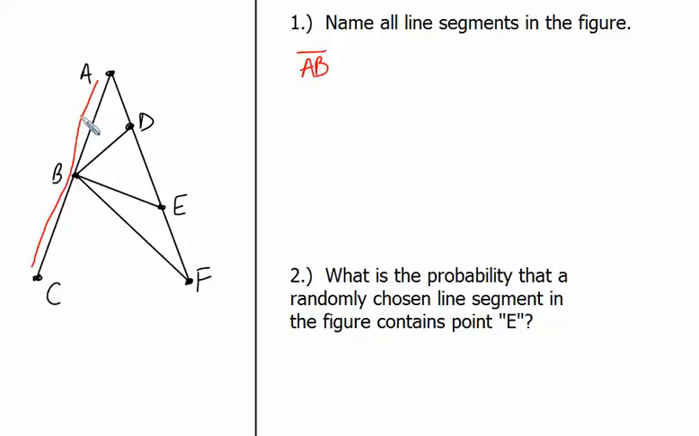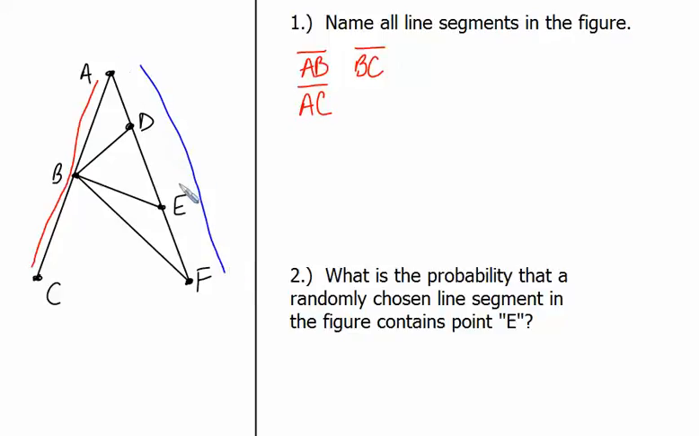First of all, we've got AB, and we also have AC. I like to name each line segment starting with point A as an endpoint first. And now we've taken care of A, so we'll move over to B. And we have line segment BC. That takes care of the left-hand side. Let's move over here to the right-hand side.